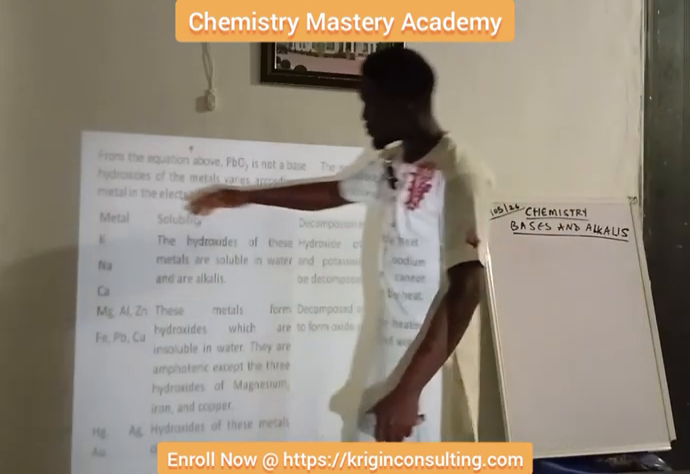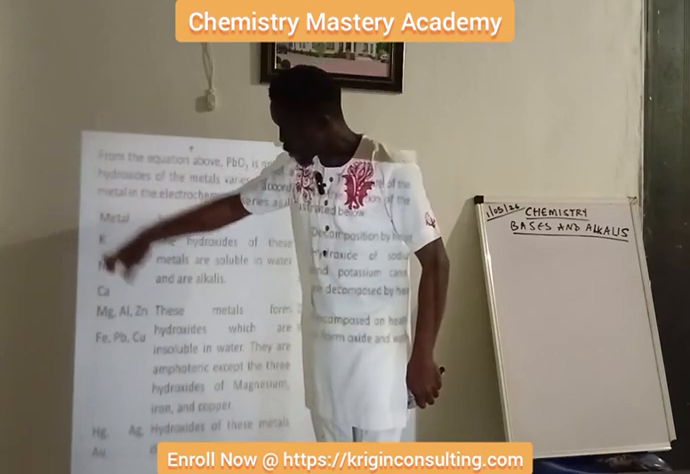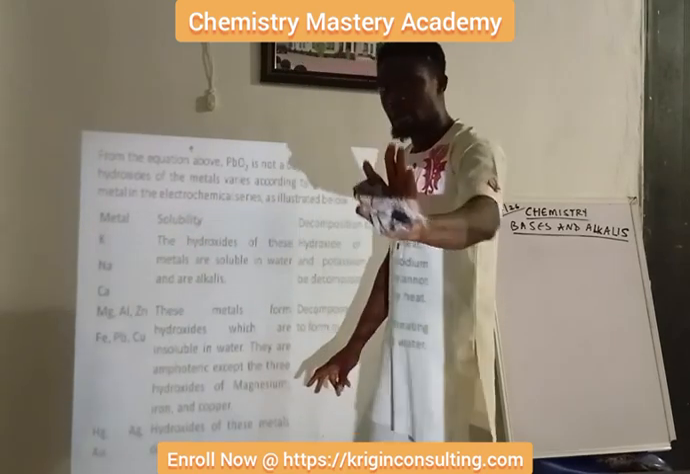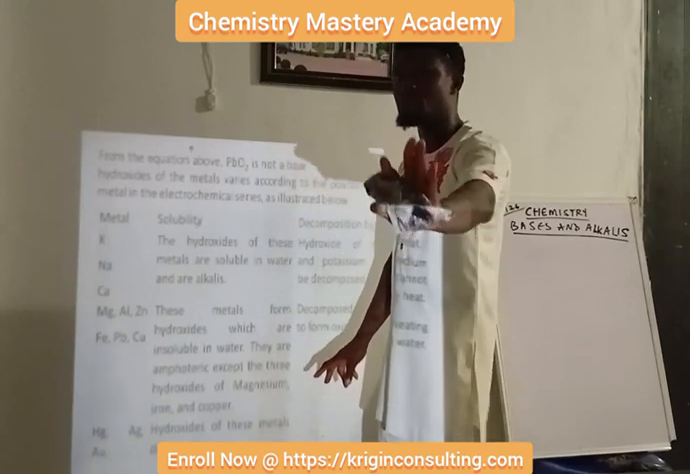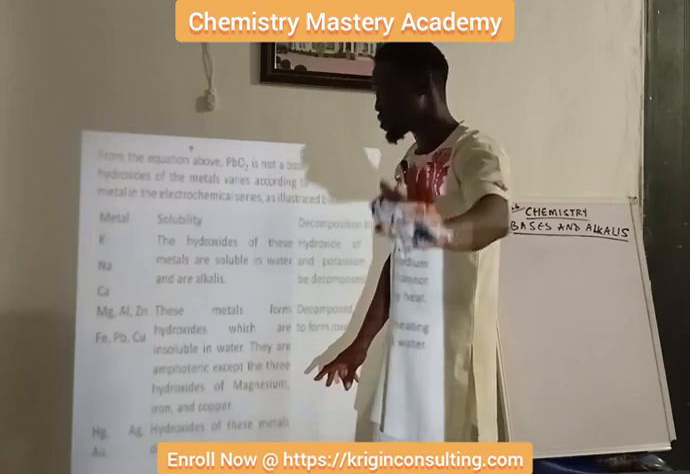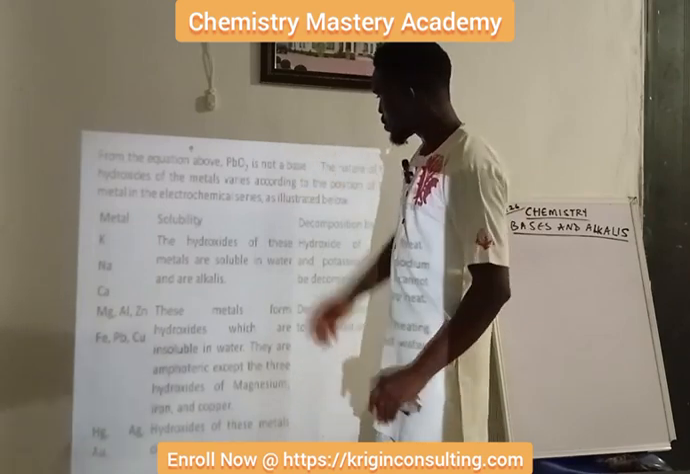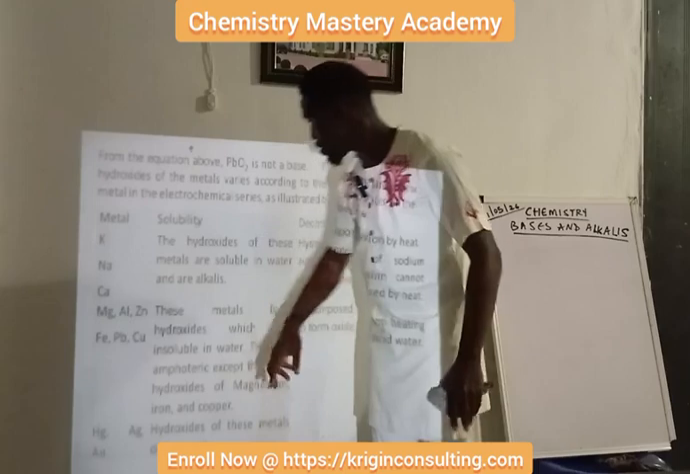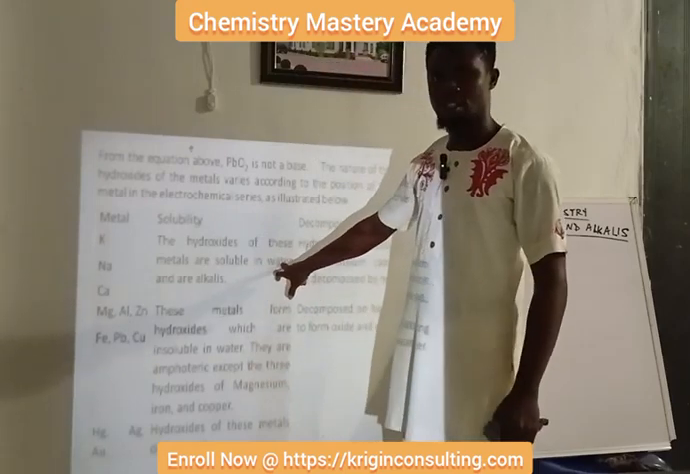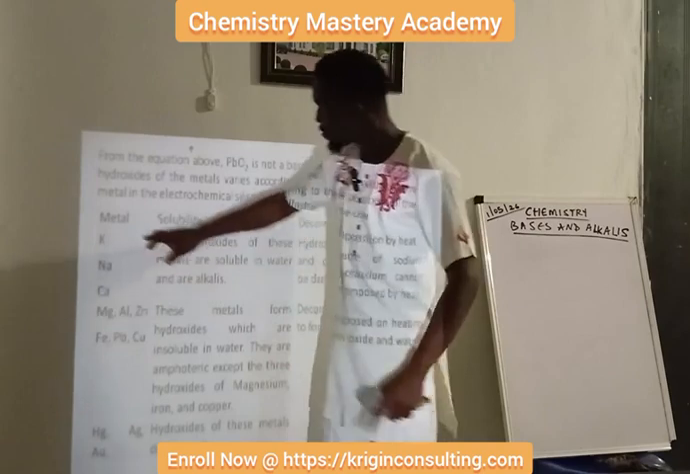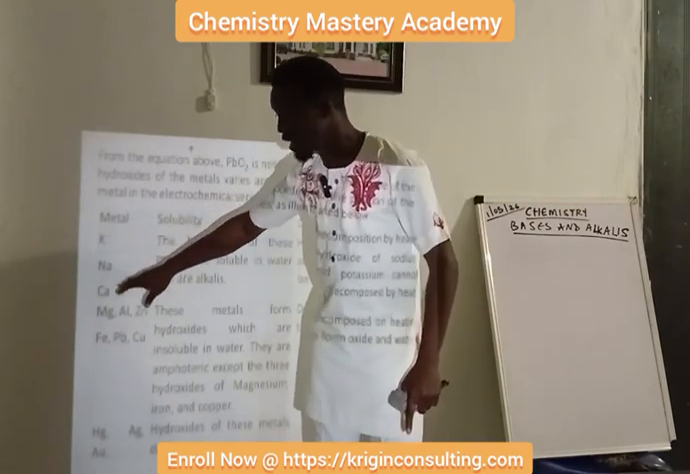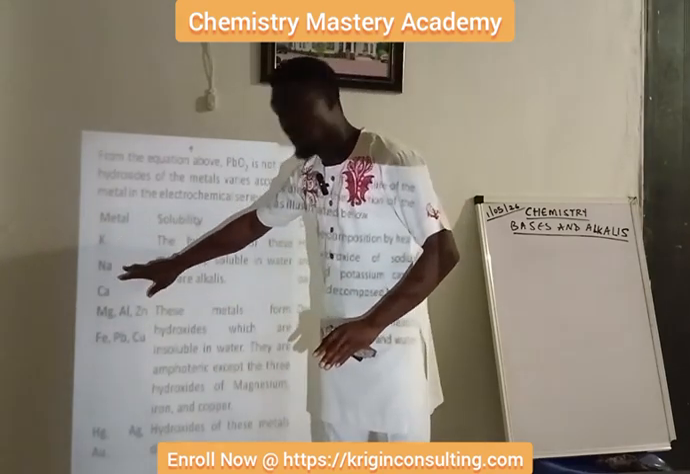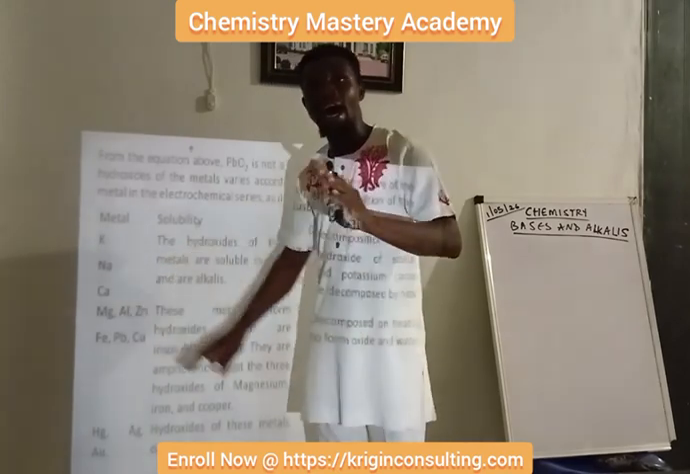Now, here we have potassium, sodium, and calcium. Potassium, sodium, and calcium are bases, or rather they can form bases. That is, they can react with hydroxide to form a base. So the hydroxides of these metals, potassium, sodium, and calcium, are soluble in water. So it means that if the hydroxides of potassium, sodium, and calcium are soluble in water, that means potassium hydroxide, sodium hydroxide, and calcium hydroxide are alkalis.